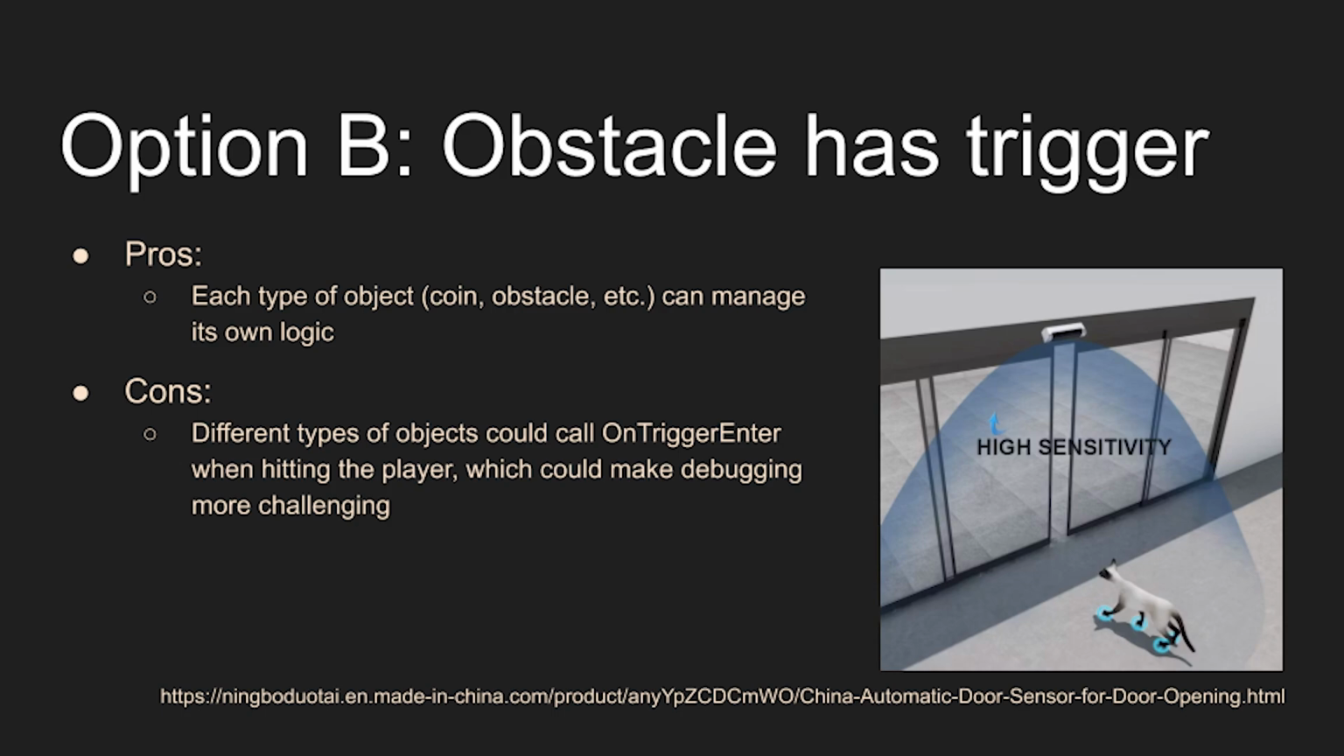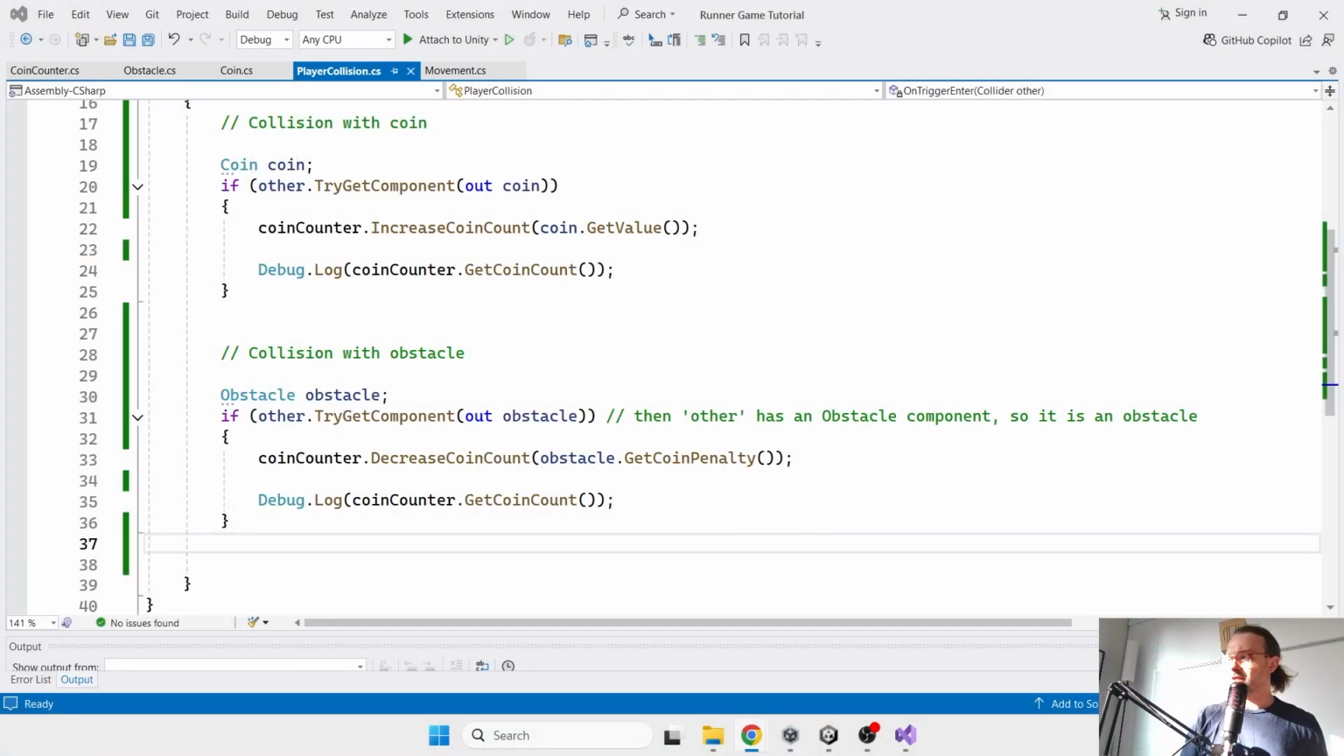Now, if we were to switch this and put on trigger enter on every obstacle, one advantage might be that every obstacle can manage its own logic. And so instead of having this complicated on trigger enter method in the player where it's distinguishing different types of objects, in this case, the coin could just do what a coin does in on trigger enter, and an obstacle could just do what an obstacle does. But a drawback might be that then we have many, maybe hundreds or thousands of different objects that could call on trigger enter, which could make it harder to find bugs when they show up later. So that's a bit of the discussion.